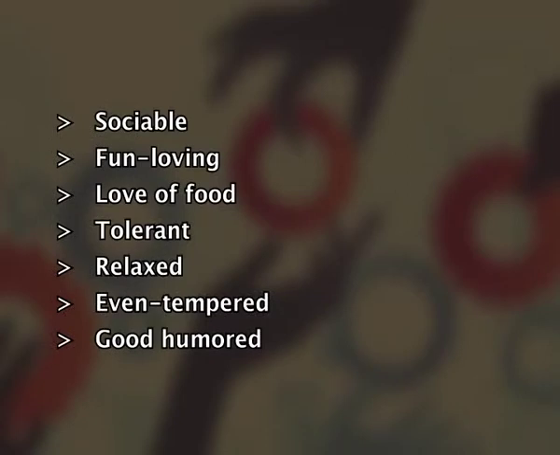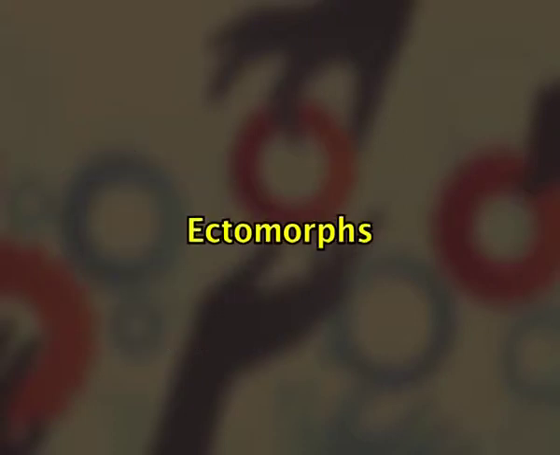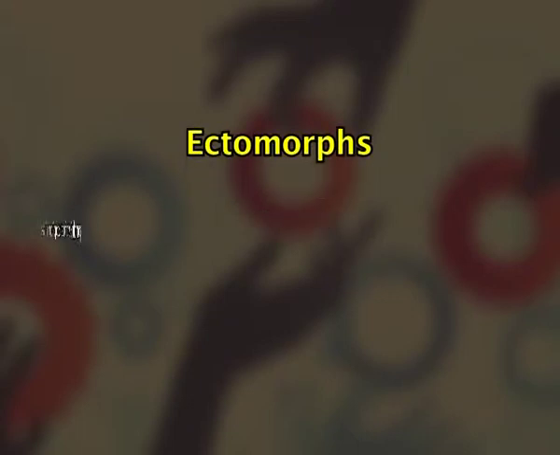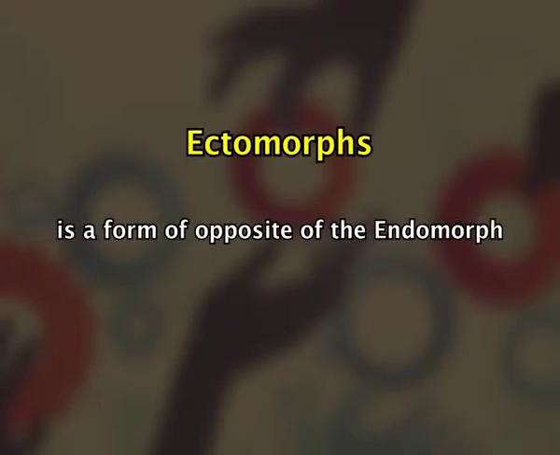Psychologically, these people are sociable, fun-loving, with a love of food, tolerant, relaxed, even-tempered, good-humored, with a love of comfort and a need for affection. The second form of personality as far as Sheldon is concerned is ectomorph. The ectomorph is a form of opposite of the endomorph.